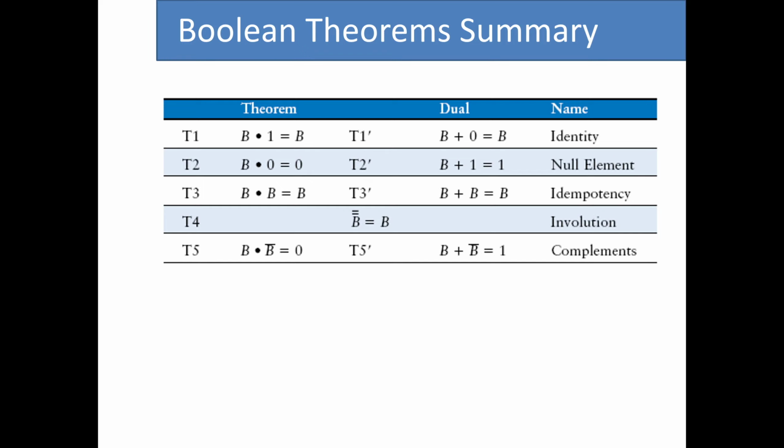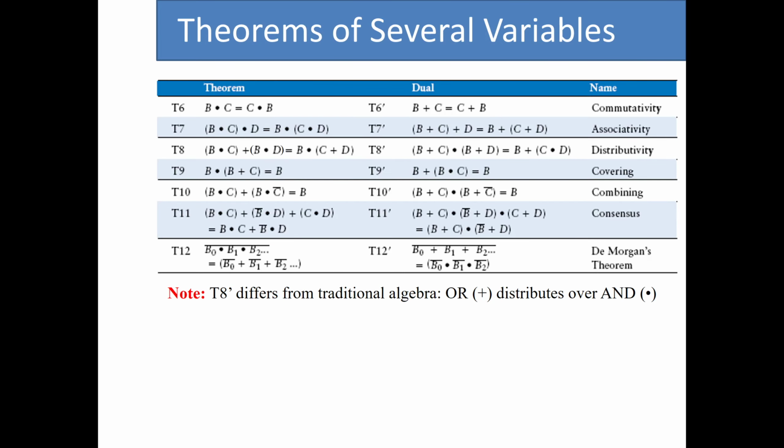So here is the summary of the basic theorems that we saw so far. We have the identity theorem, the null element theorem, the idempotency theorem, the involution theorem, and the complement theorem. Based on these basic theorems and the axioms, we can have a set of more complex theorems that work on more than one variable.